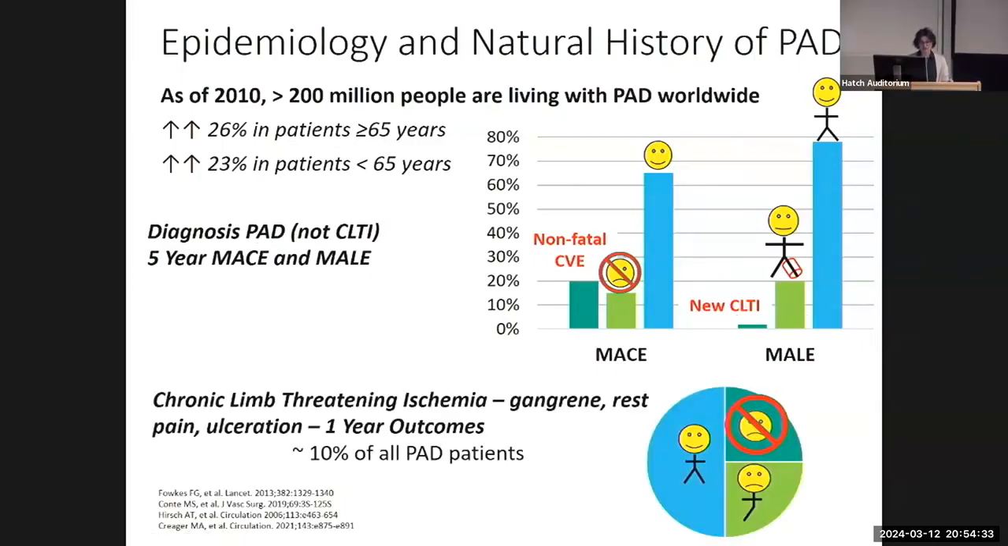It's even more dismal for patients with chronic limb-threatening ischemia, which again is gangrene, rest pain, or ulceration. It accounts for about 10% of patients overall. At 1 year, 50% will be alive with 2 limbs. 25% will be dead. The other 25% will have an amputation. So it's horrible outcomes.